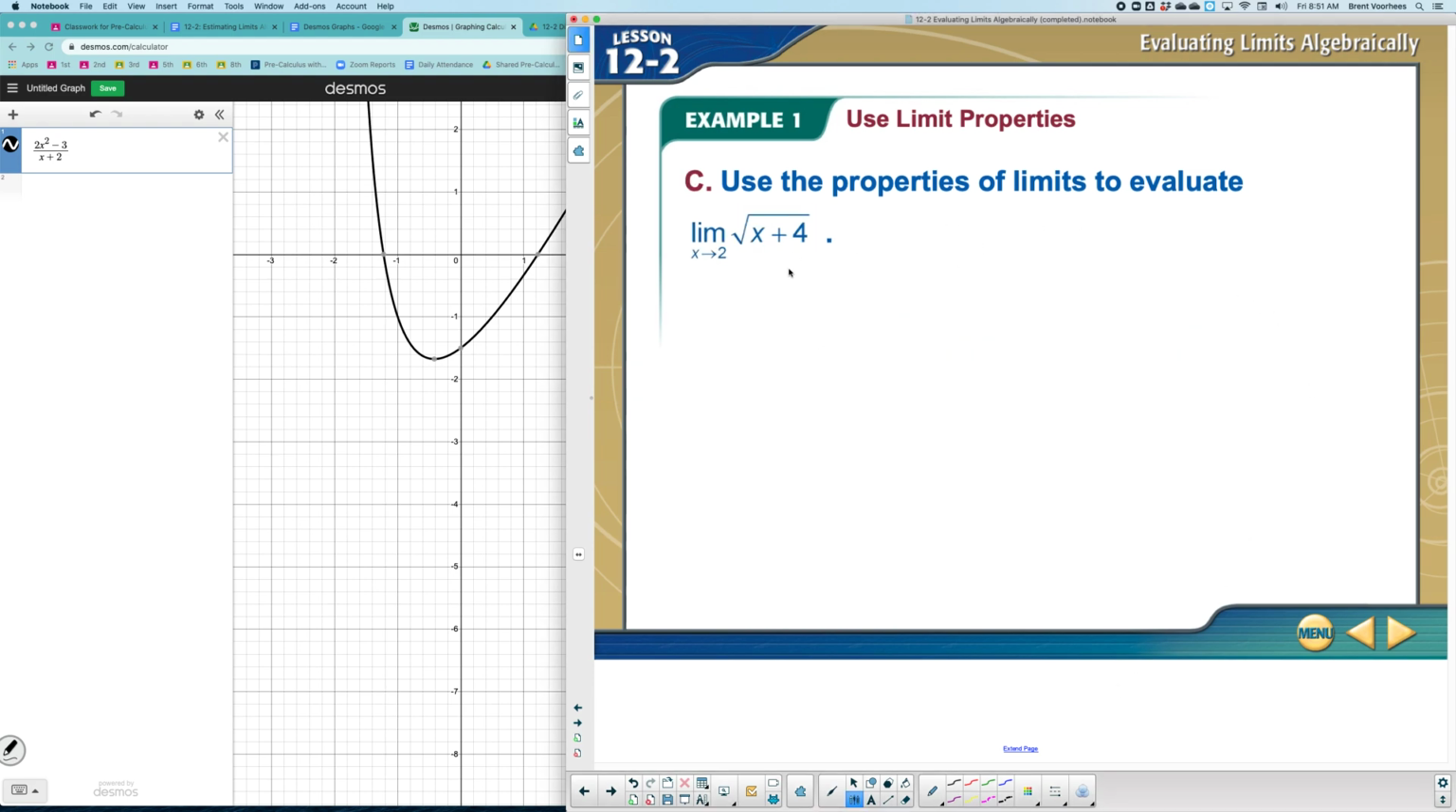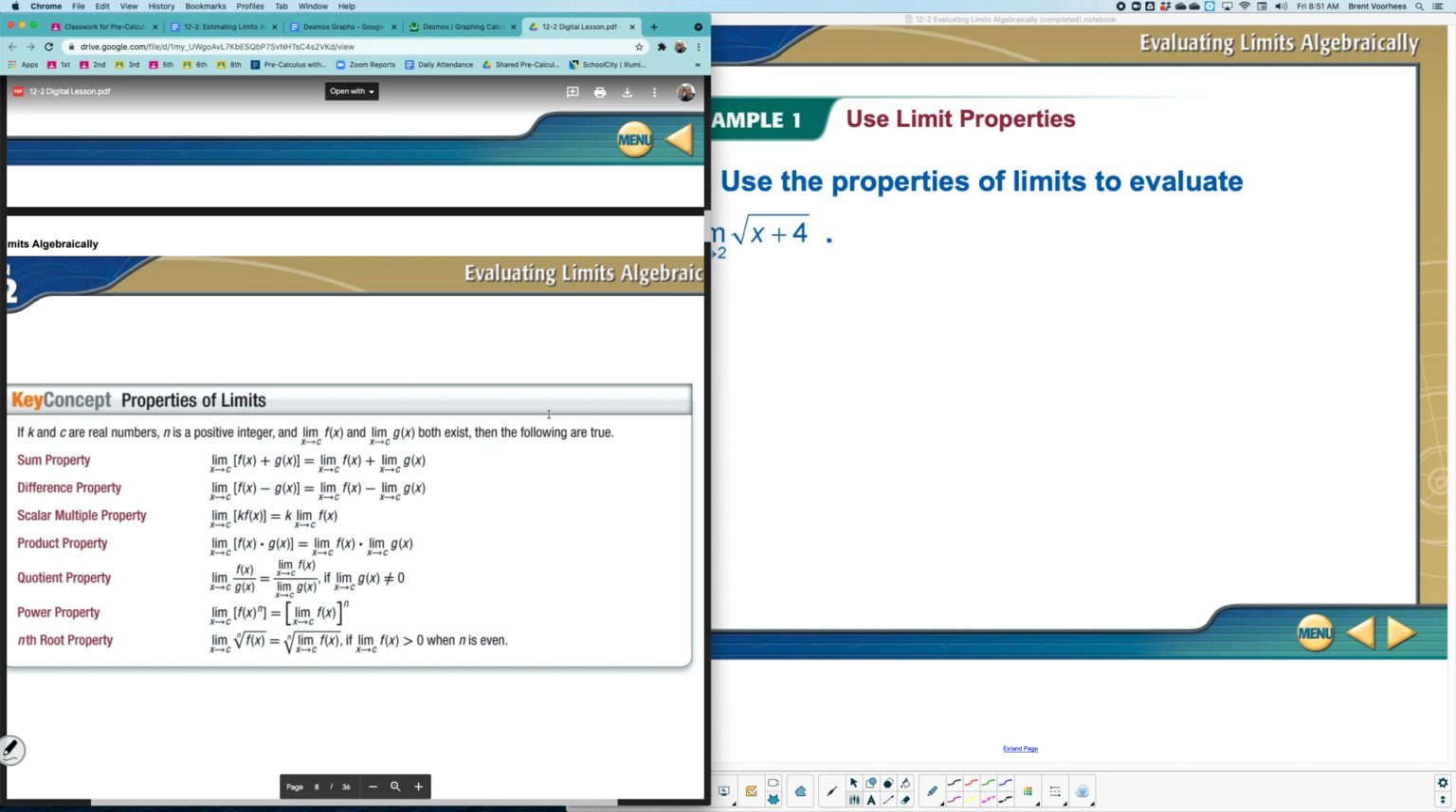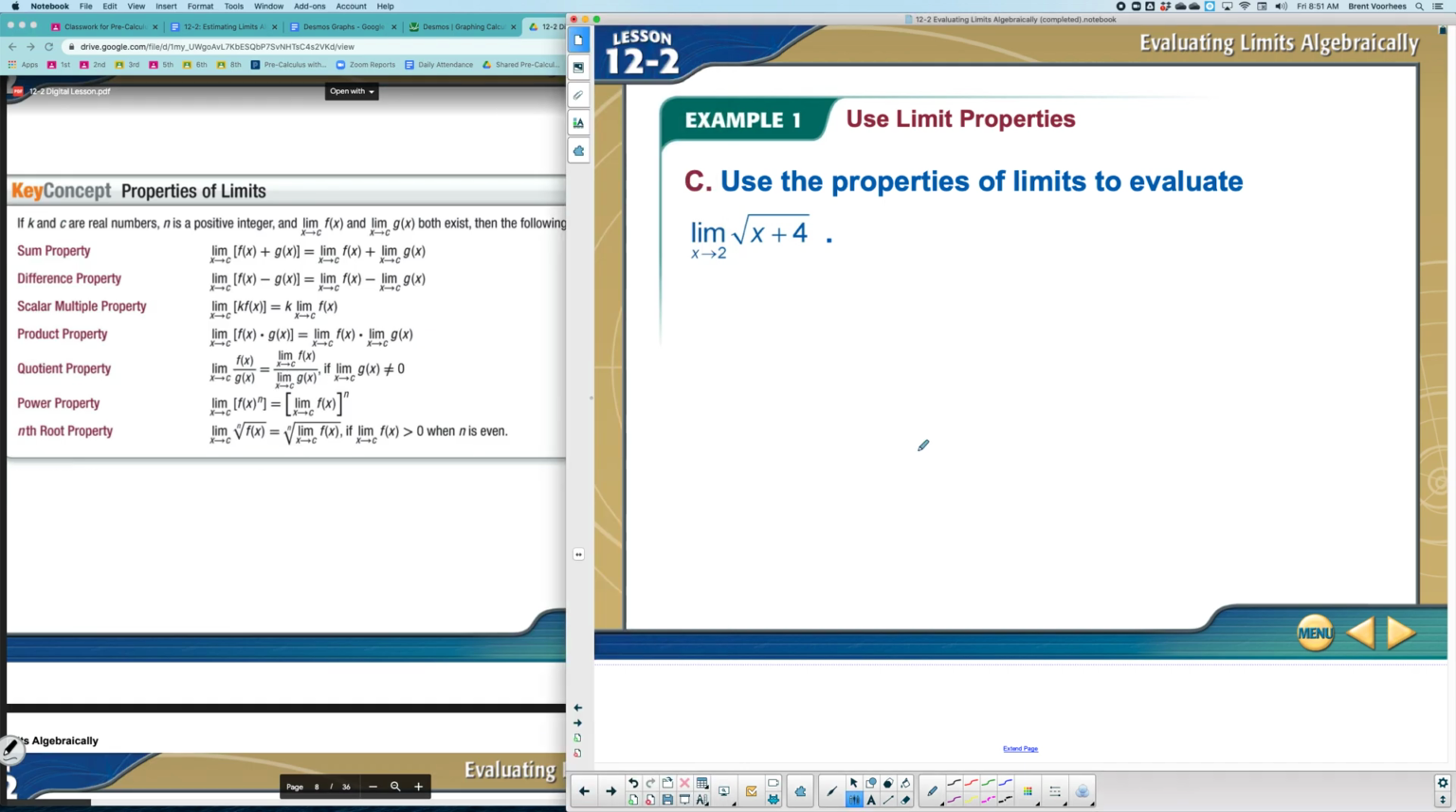So let's try this one more time. Let me get my properties back. Okay, and so now I have a root. And what this is saying is that you could say that this is equal to the square root of the limit as x approaches 2 of x plus 4. Now that right there is the nth root property. The nth root property gives us that. And now I can just keep using my properties from there.